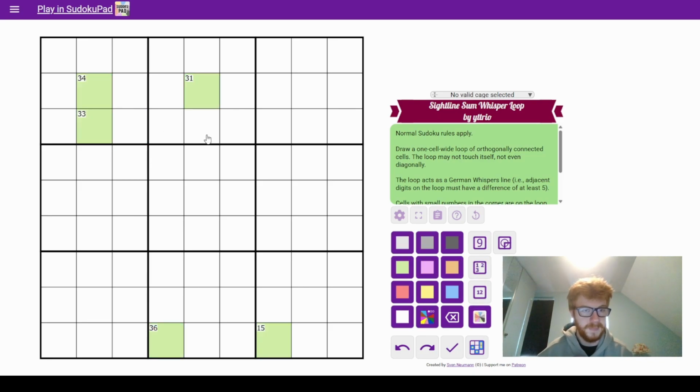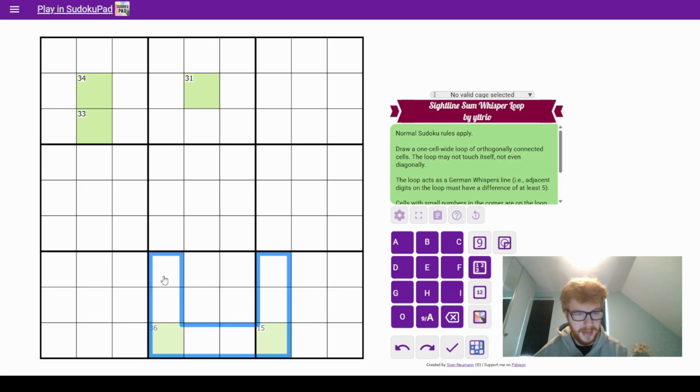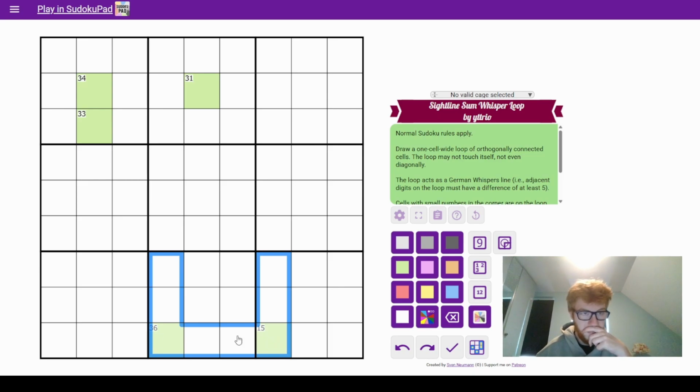Then, where do you start? I was gonna say these cannot see each other, but they can, because this can just go up and that can go up, and that creates the two different totals. So I think it's going to have to start with this, right?